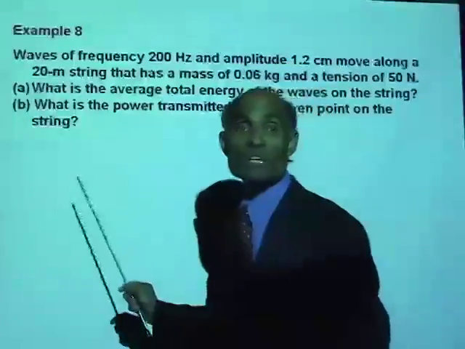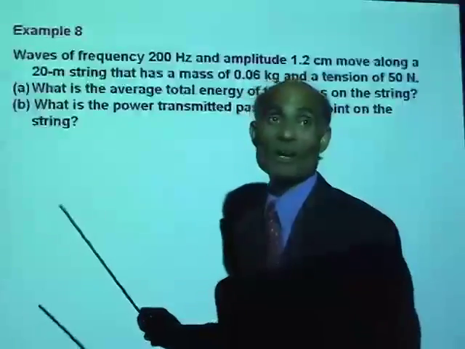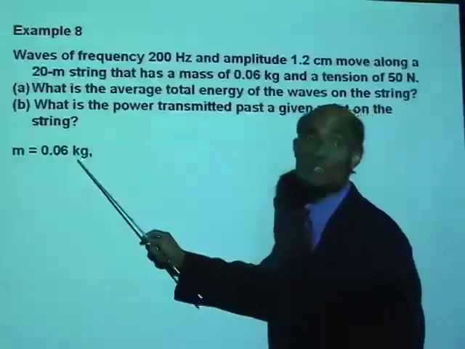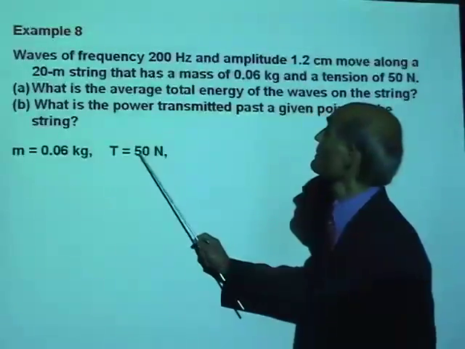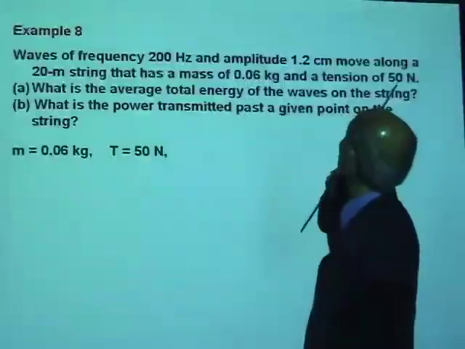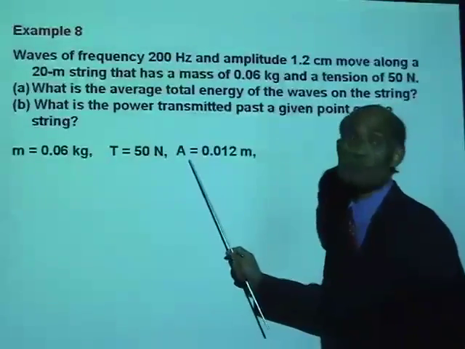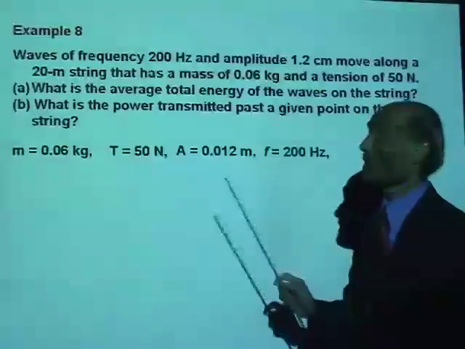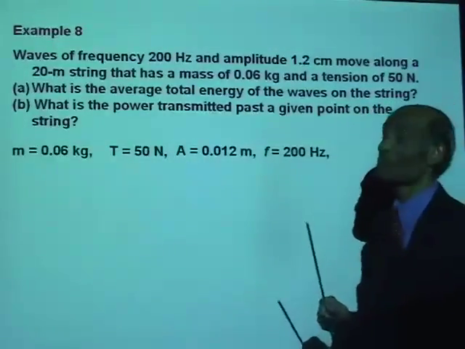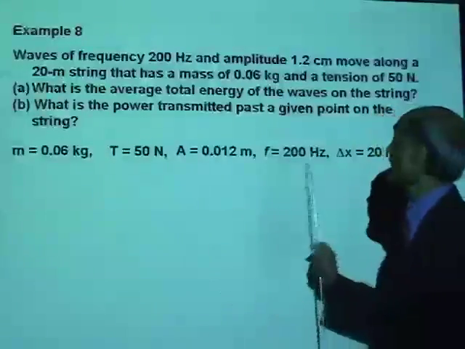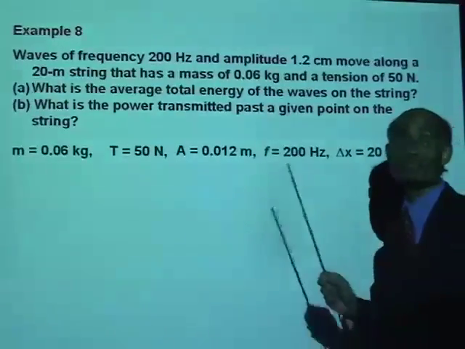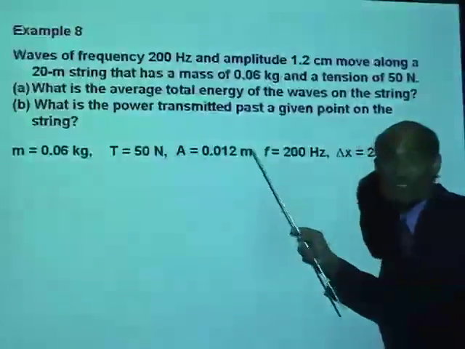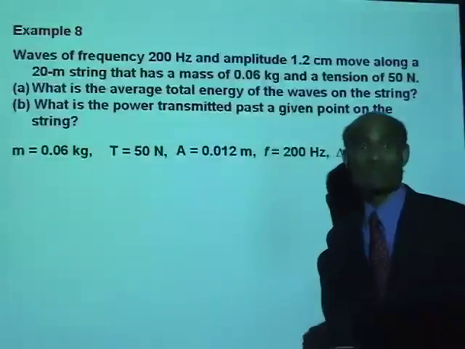Alright, the first thing we need to do is to pick our data. What are the given data we have? M, the mass, is 0.06 kilogram. The tension is 50 Newton. Amplitude of vibration is 0.012 meter. The frequency is 200 Hertz. And delta x, the length of the string, is 20 meter. So you can see what good does this do, picking up all the data.